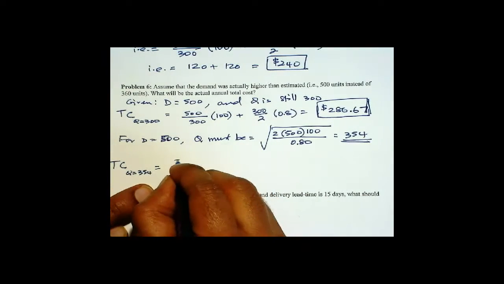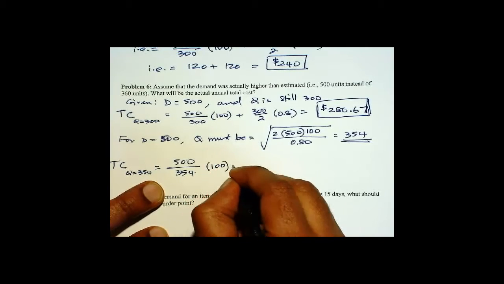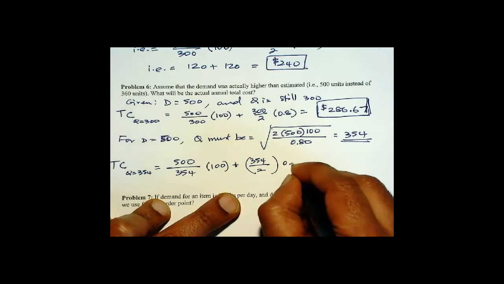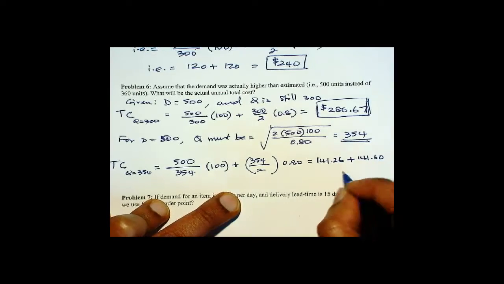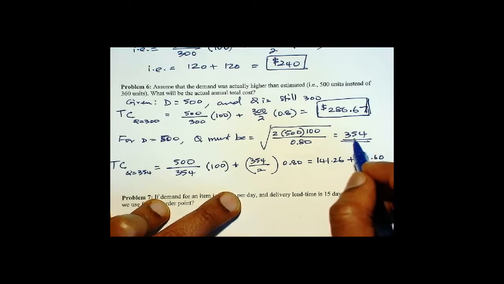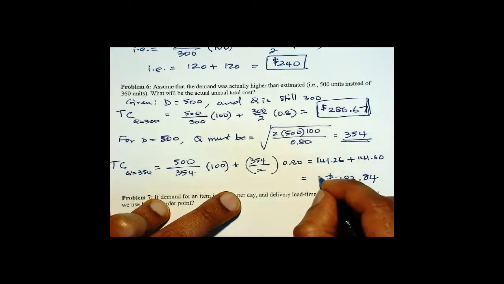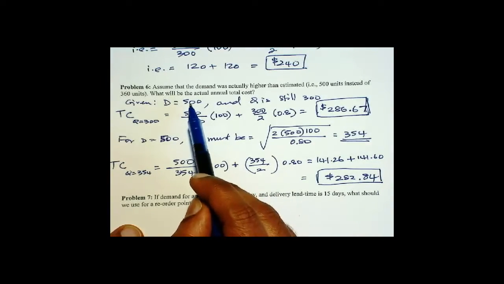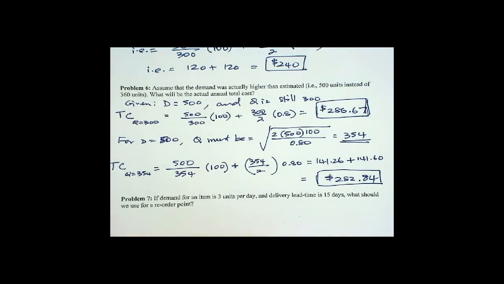So D is 500. Now we would have been ordering at the rate of 354. So that's our ordering cost. And then 354 over 2 times 0.8. This gives you 141.26 plus 141.60. See, it is not identical because we had to round here, but still very close. So it is 282.84. See, the difference is really very small, about $2 out of close to $300, even though the demand was significantly higher. From 360 turned out to be 500, and still the change in cost is very marginal.